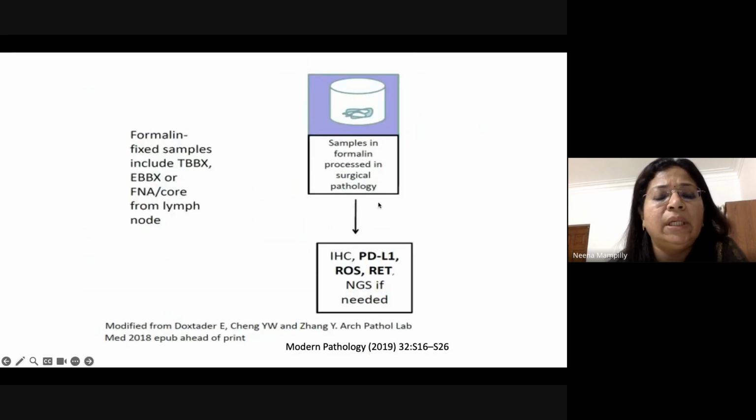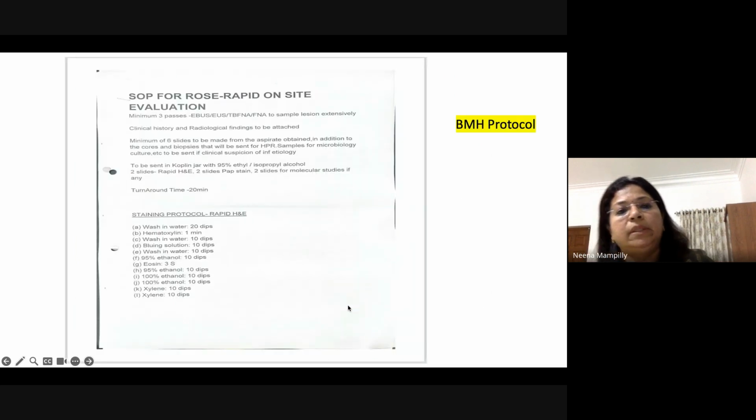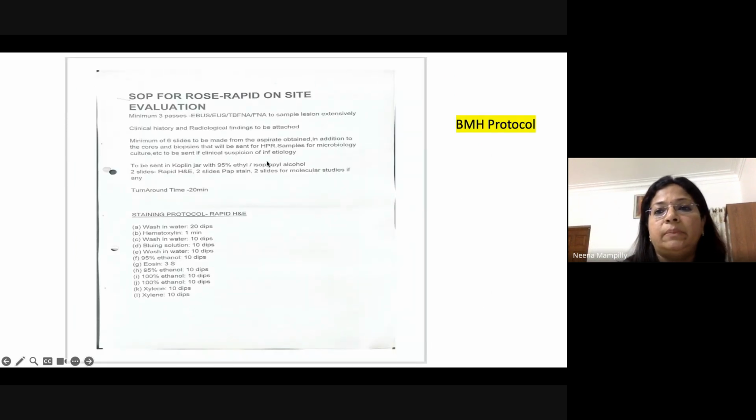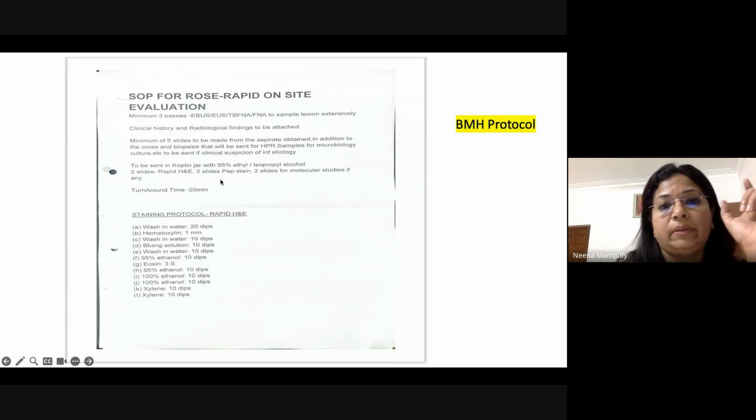And of course, these core biopsies go into formalin, and we routinely do the surgical pathology for IHC, PDL1, ROS, and FISH if required. So we have got a protocol for our rapid on-site evaluation. Many centers are doing the rapid on-site evaluation. So we've asked our clinicians to send us, if they require ROSE, a minimum of 6 slides, to be sent in 95% isopropyl alcohol.